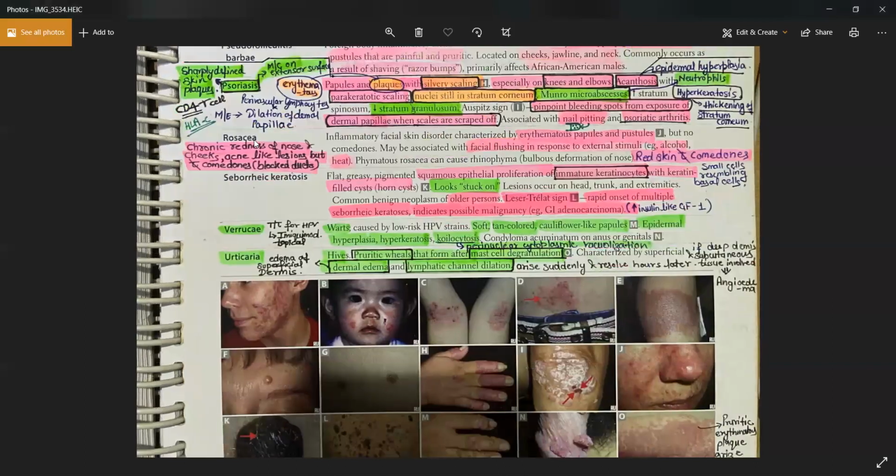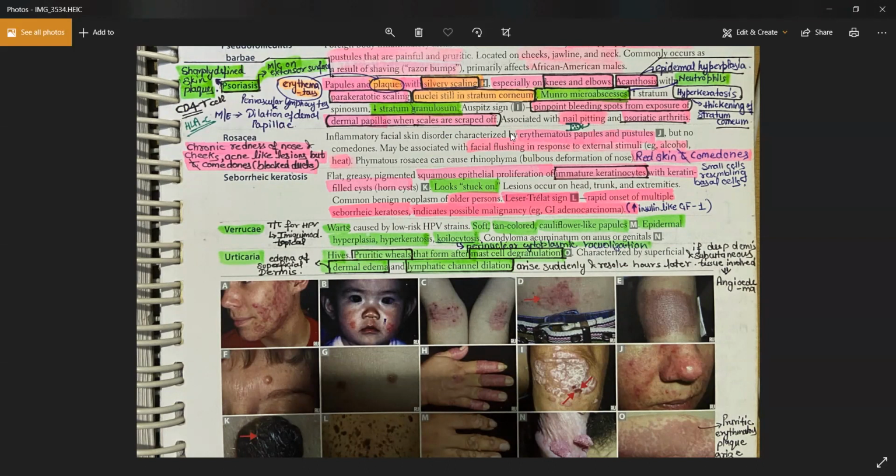Then you have the rosacea, which is similar to that of acne, but unlike the acne, rosacea does not have any comedones. And the second important hint that you need to remember is the facial flushing after alcohol. They will always tell you that the patient does not use alcohol because it makes her uncomfortable or something. Whenever they take alcohol, they will get the flushing of the face, right? And this is a very important symptom of the rosacea.